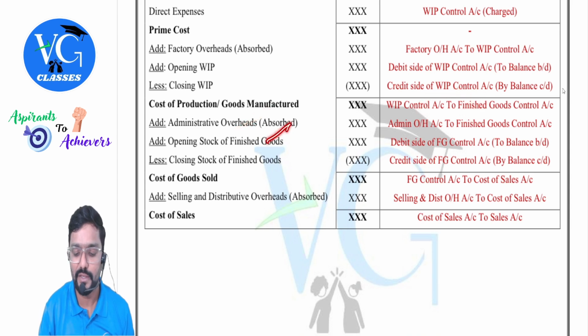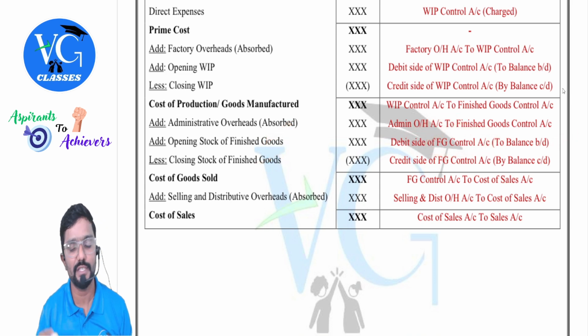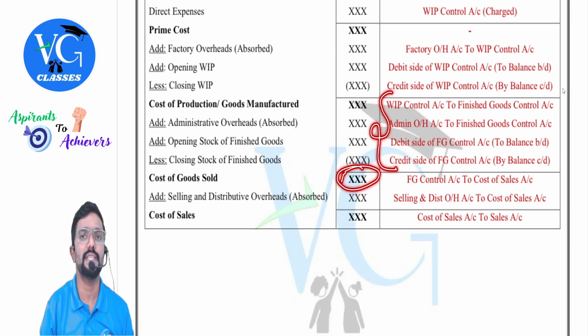Then opening stock is there on the debit side of finished goods control account, like as what? To balance brought down. Then closing stock of finished goods is on the credit side of finished goods control, like as what? By balance carried down. After taking all this into consideration, what are we getting? COGS. We are transferring this from where to where? Finished goods control to cost of sales account.